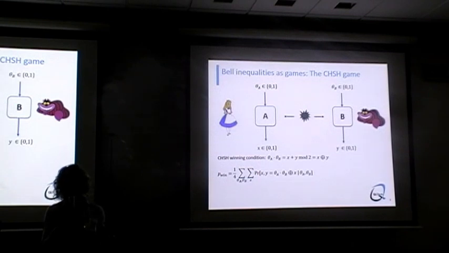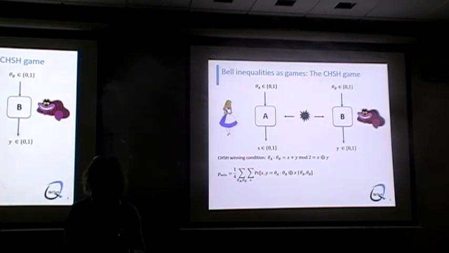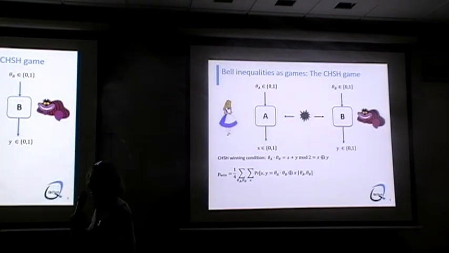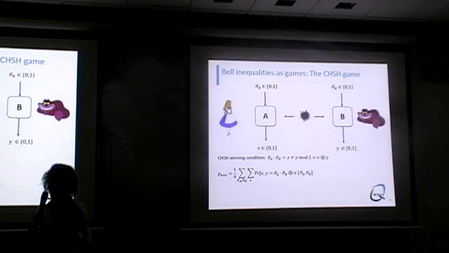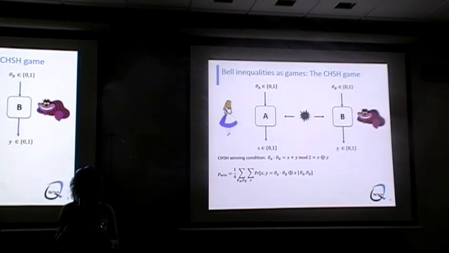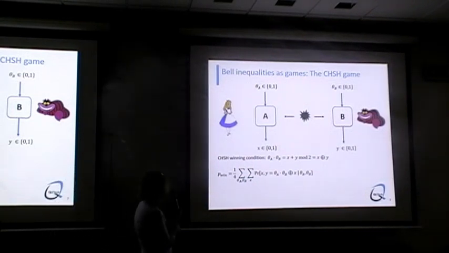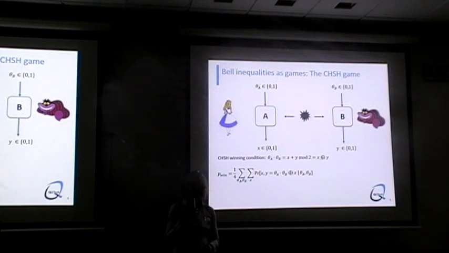people like a modern perspective on Bell inequalities in terms of games. In fact, any kind of Bell inequality can be described as some kind of game, and a very simple one of these games is the CHSH game, which corresponds, as you may have guessed, to the CHSH inequality. So what does this game look like? This game is played between two players, and we call them Alice and Bob.